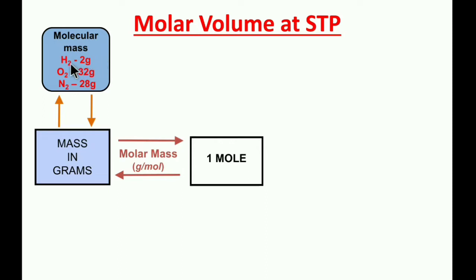For example, if you take hydrogen, the H2 molecule, its molecular mass is 2 grams. That means 1 mole of H2 molecule is equal to 2 grams. At the same time, the oxygen O2 molecule has a molecular mass of 32 grams. 1 mole of oxygen molecule is equal to 32 grams.